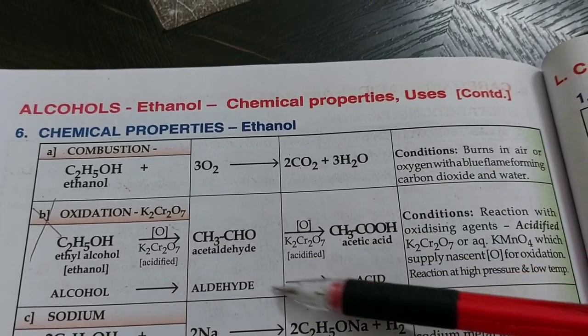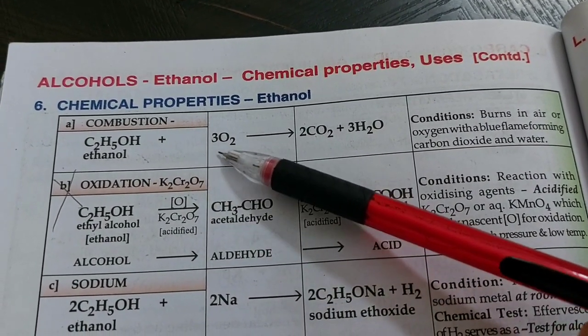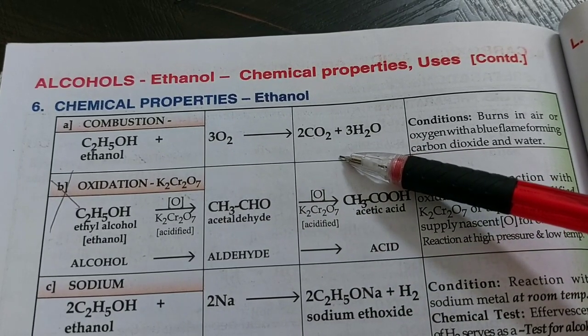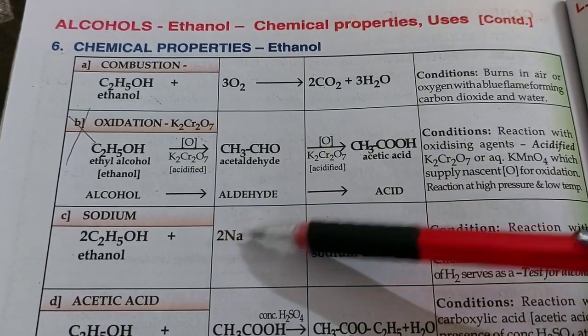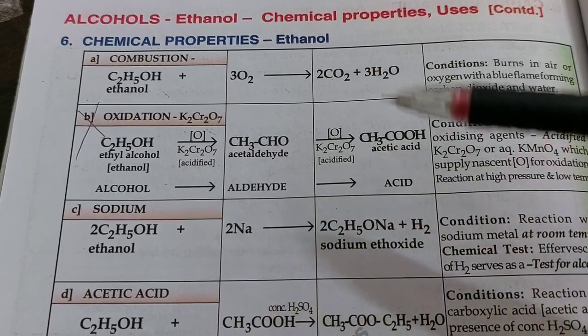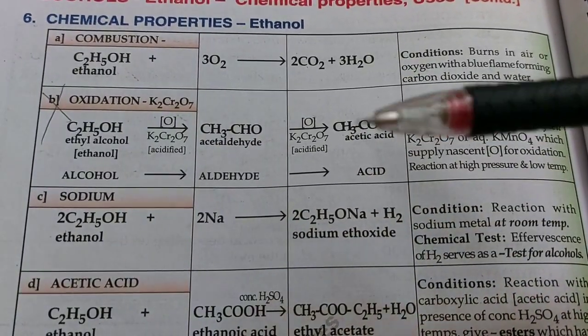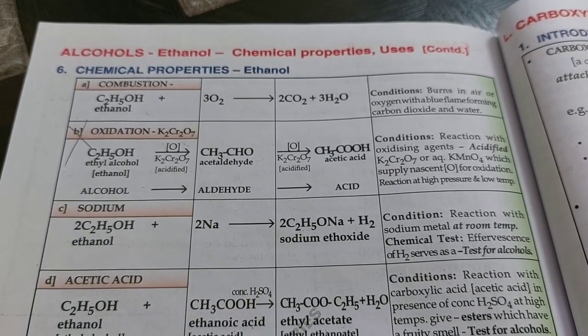Now the chemical properties. Combustion. When you burn ethanol, you get carbon dioxide and water, like any other organic compound. Sodium. When sodium reacts with alcohol, it gives hydrogen gas. That's how you can distinguish between alcohol and any hydrocarbon solution.